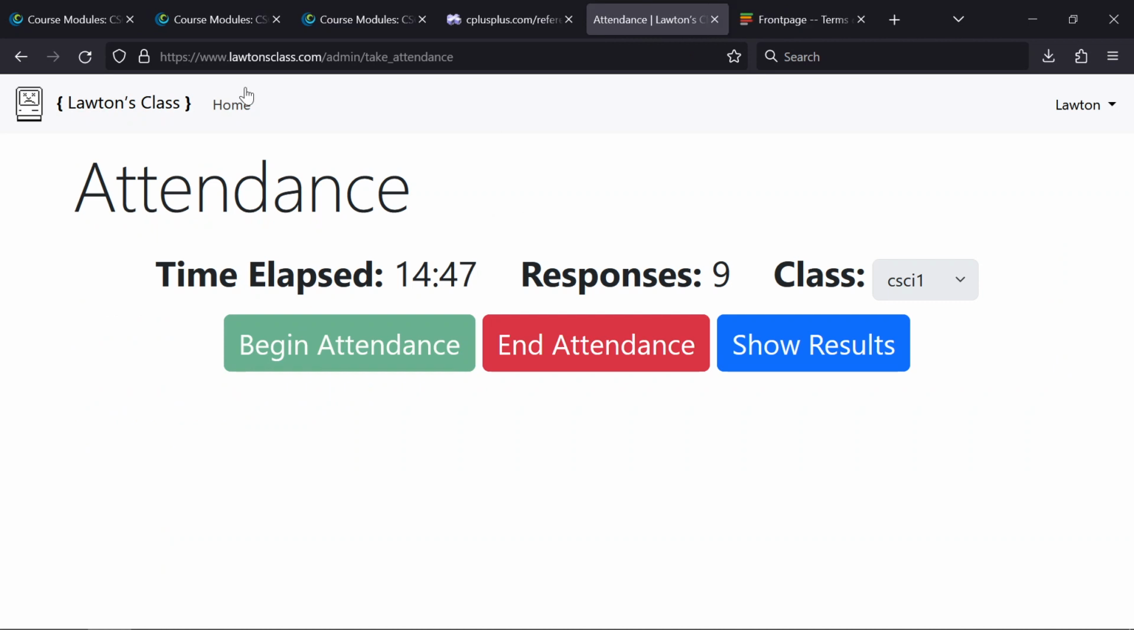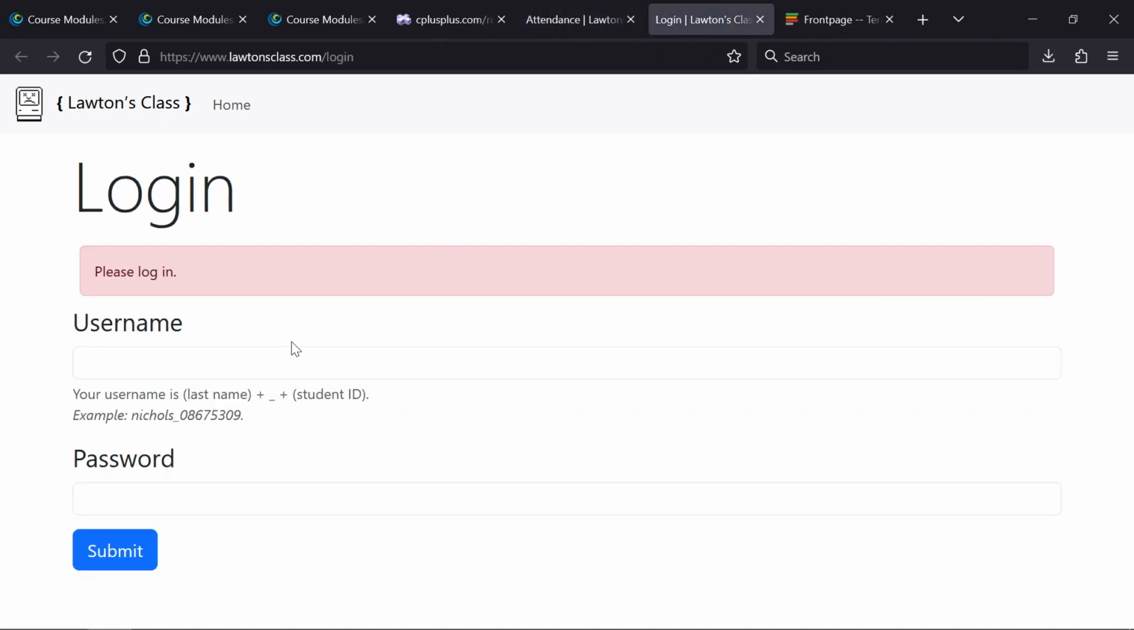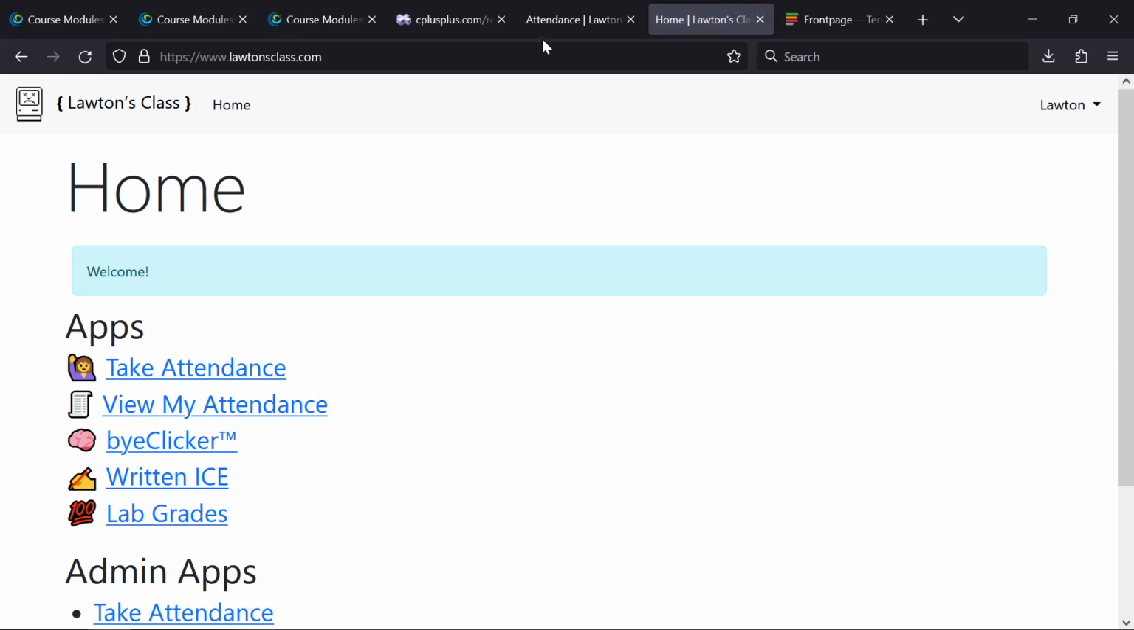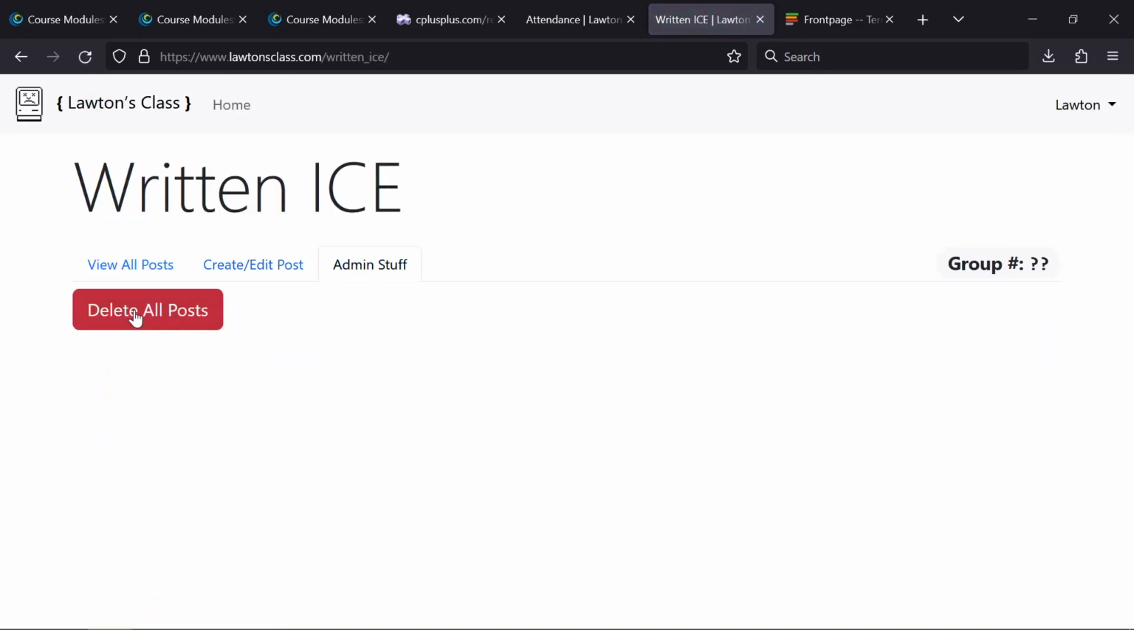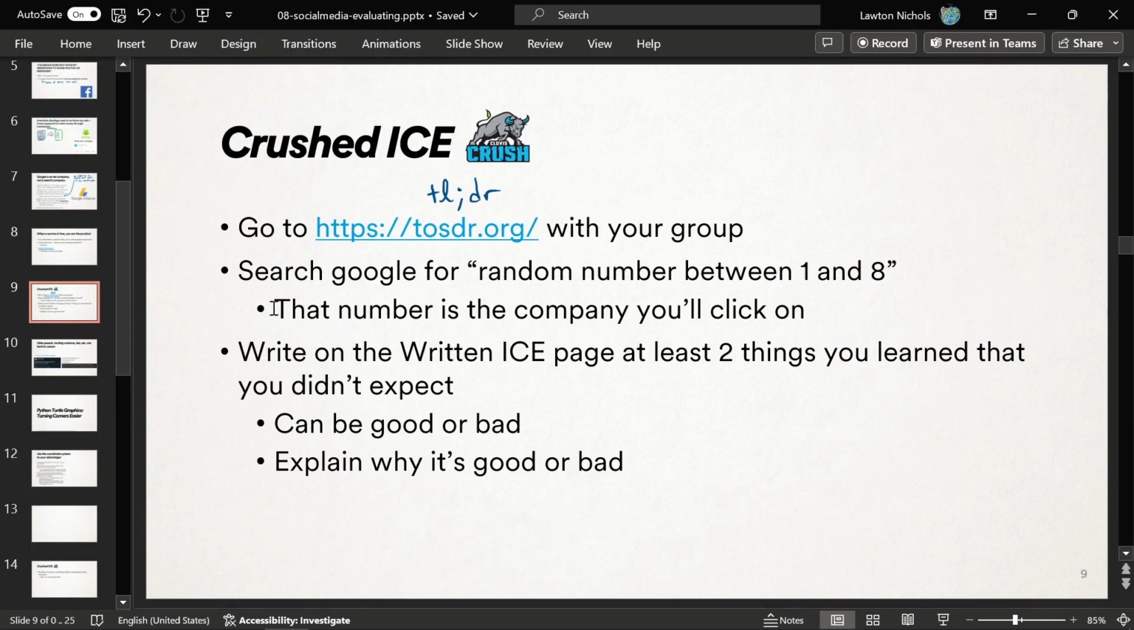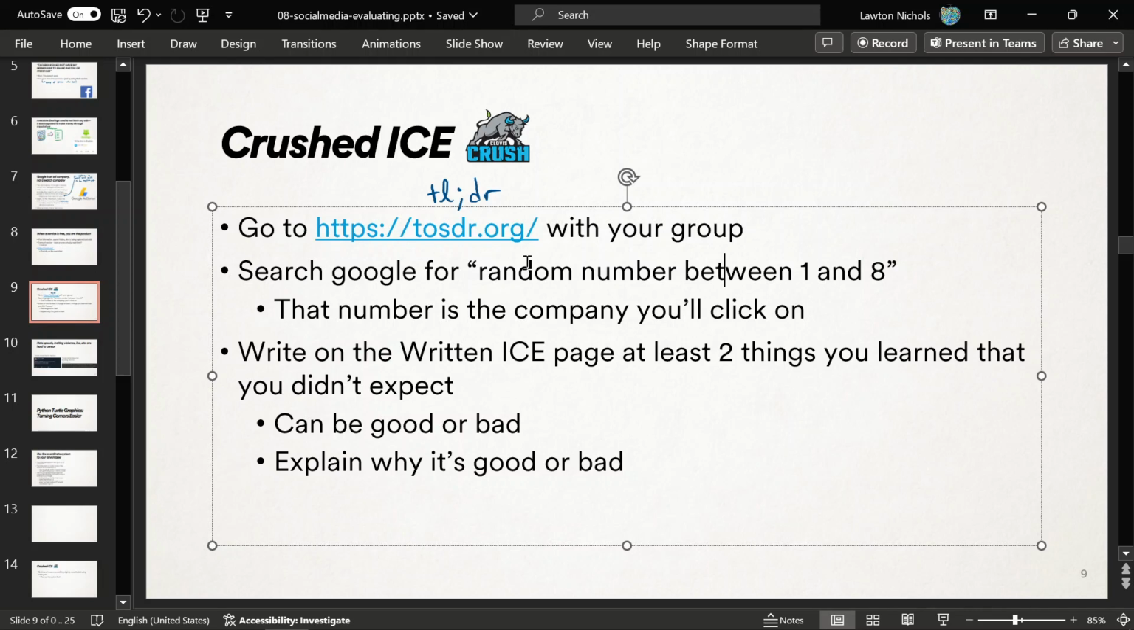Why is it? I'm very confused how I'm logged in taking attendance, and it's like I need to log in again. All right. My cookie must have just expired. That's so weird. So there we go. And I will go to the Written Ice page and clear that out for us. Whee. There's that.